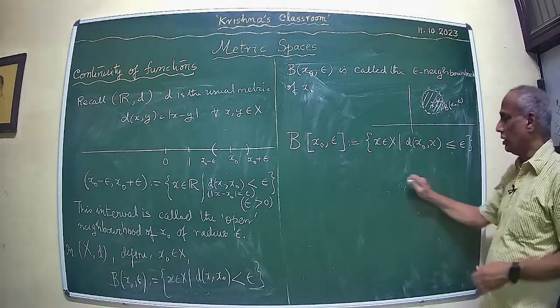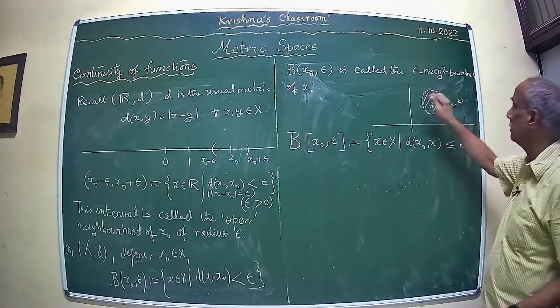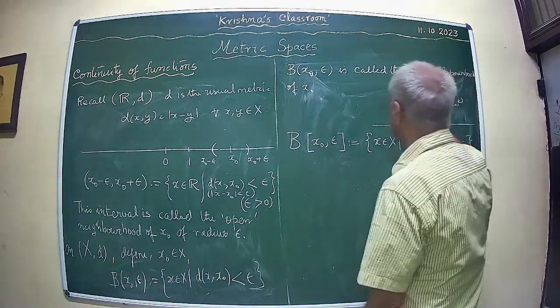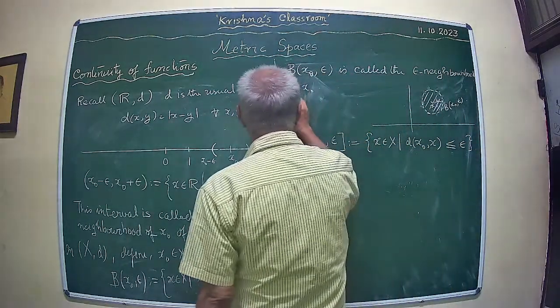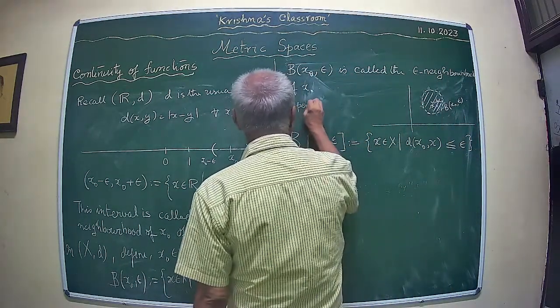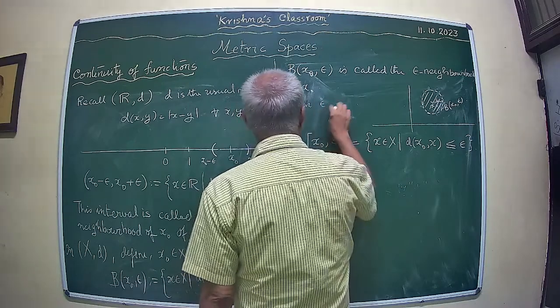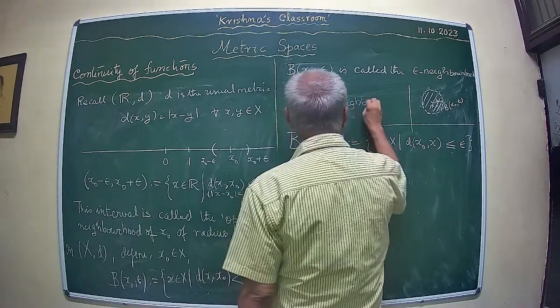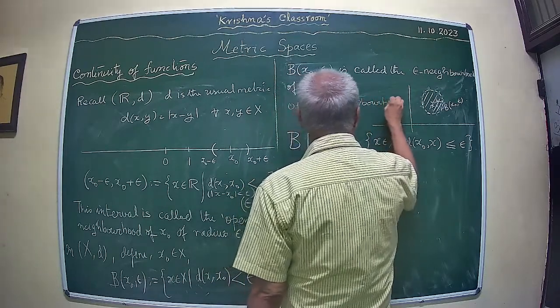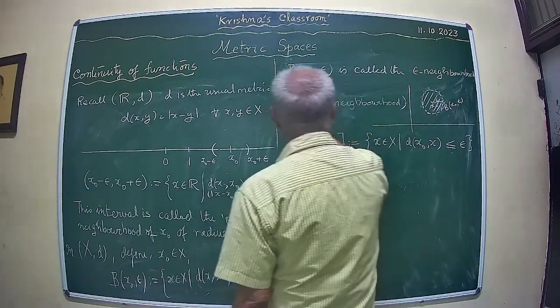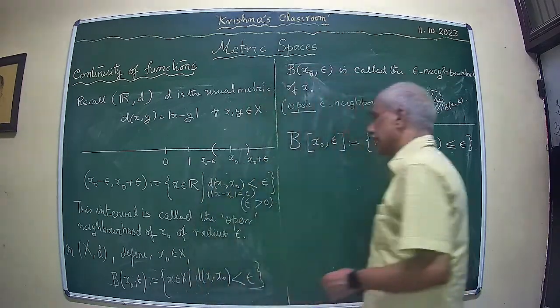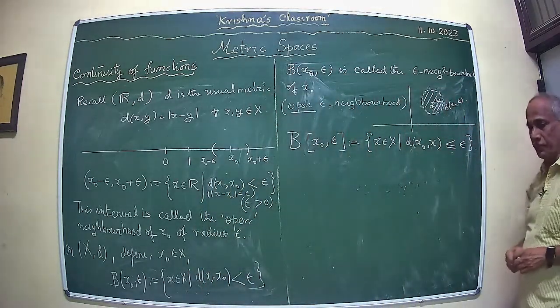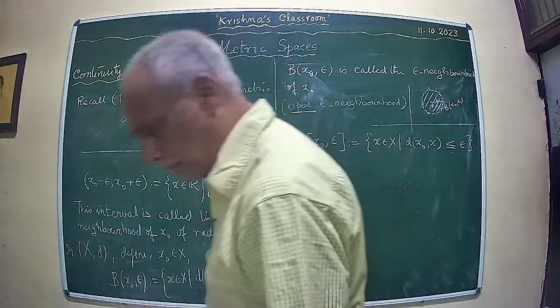So this is what you call the open neighborhood. This is called epsilon neighborhood. So this is called an open, although we have not yet said anything about this word open, but soon we will make it clear.